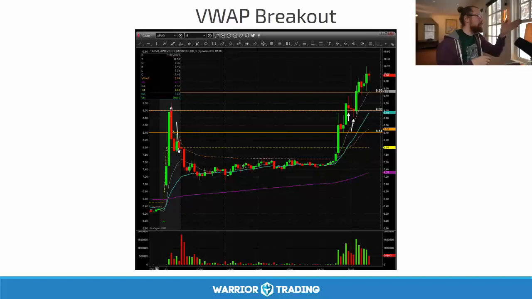But in this case, the breakout to the upside creates that big surge. First pullback gets bought up. Second pullback bought up. And even the third pullback bought up as it goes from $7.60 all the way to over $10 a share. So this is a really nice VWAP breakout.